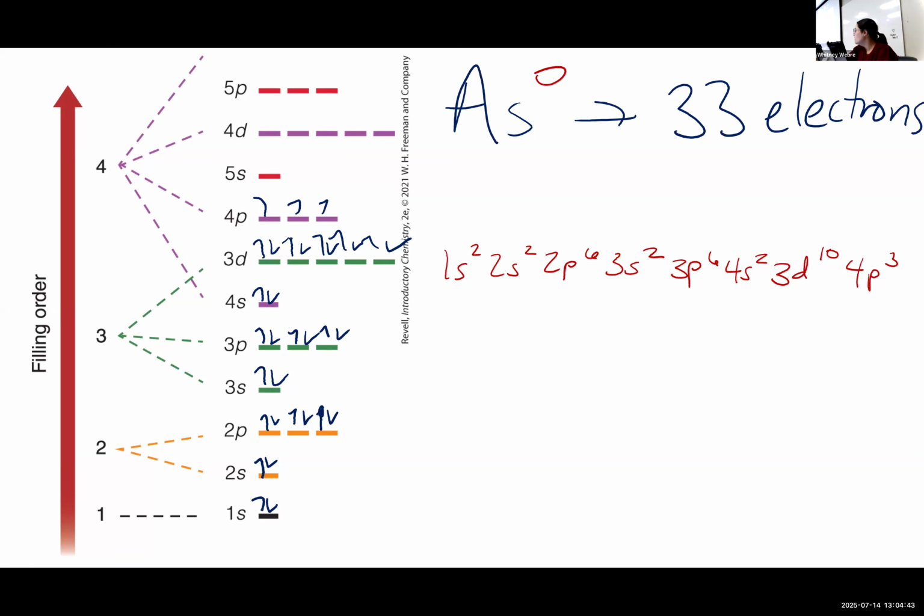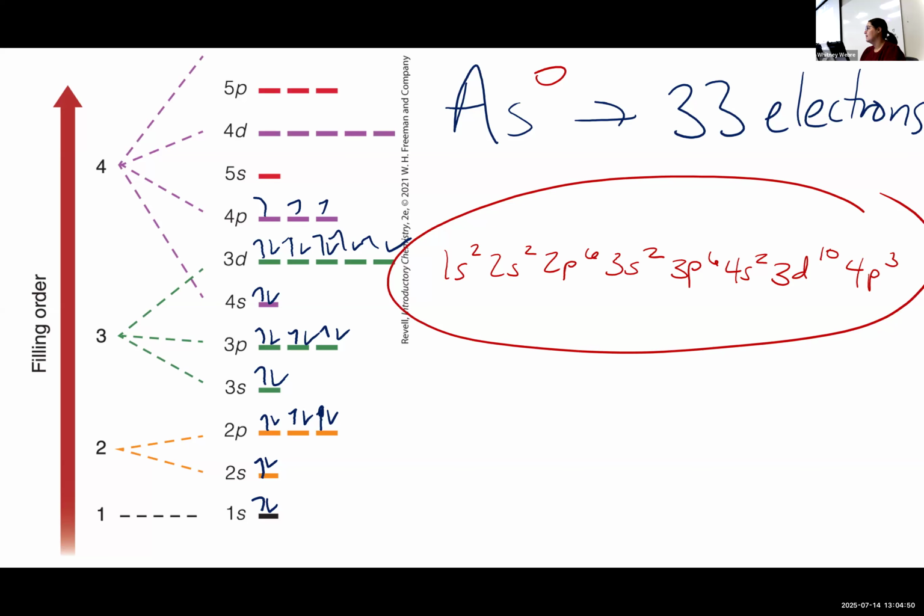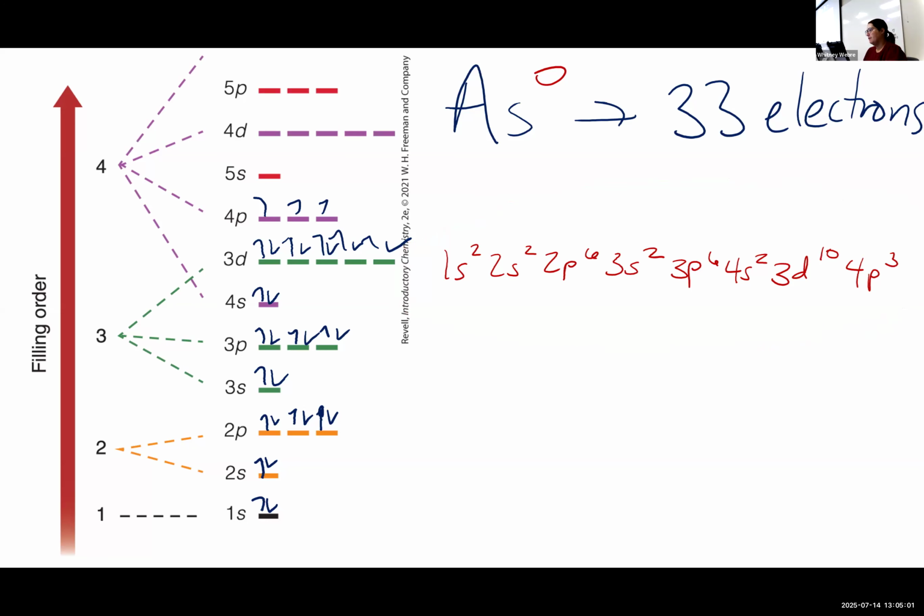As we get further on with higher up elements, I don't feel like writing this out. That's a lot I have to write out. But there is a shorthand notation that I'm about to show you that can make your life a little easier. And that's called the noble gas configuration.